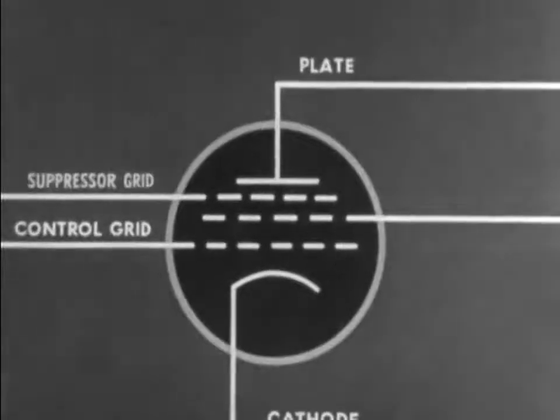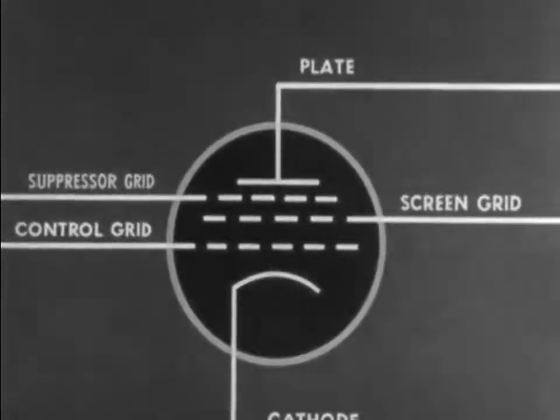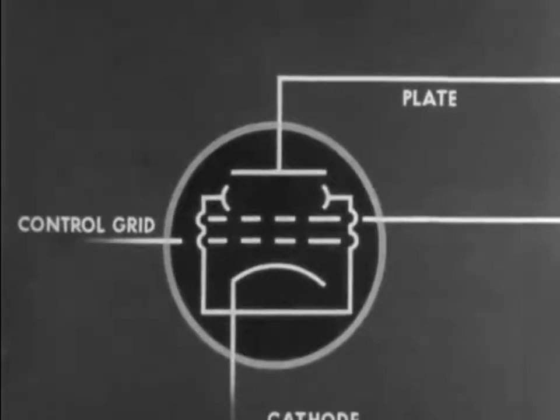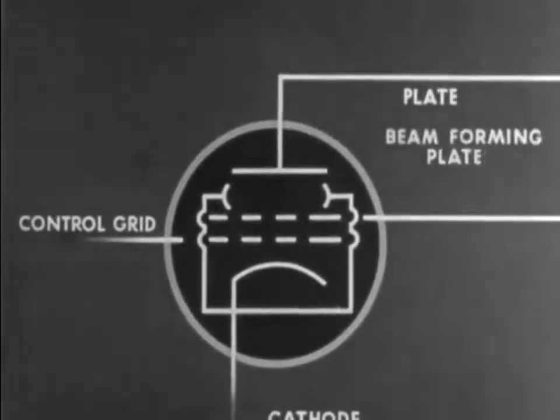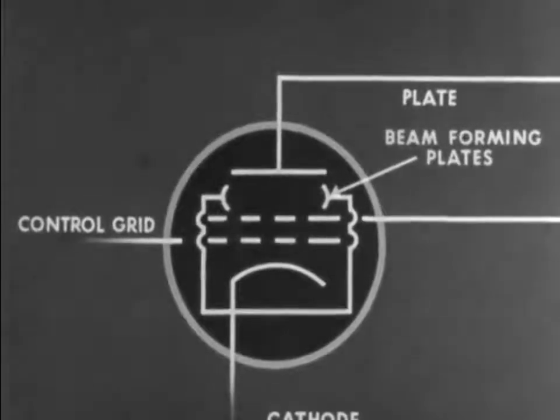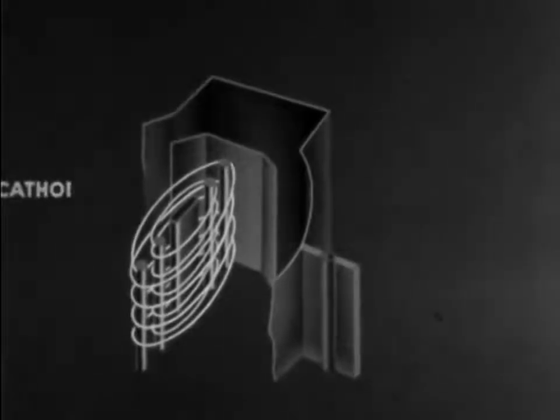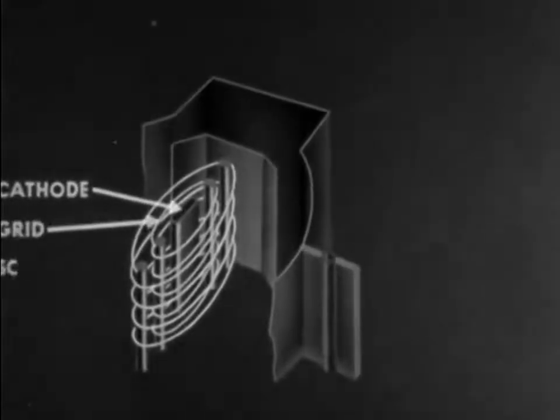The suppressor grid between the screen grid and the plate in the Pentode may be omitted. Instead, what is known as beam-forming plates are substituted. This is the symbol for the beam power output tube. This tube is built with the usual cathode, grid, screen, and plate.